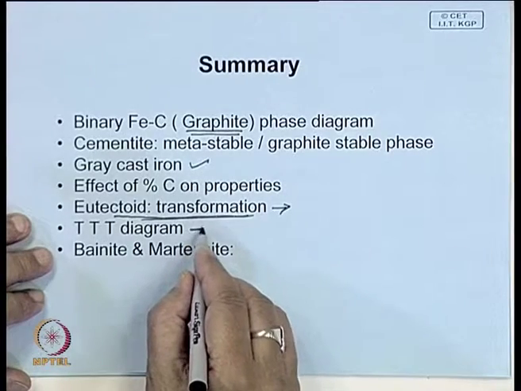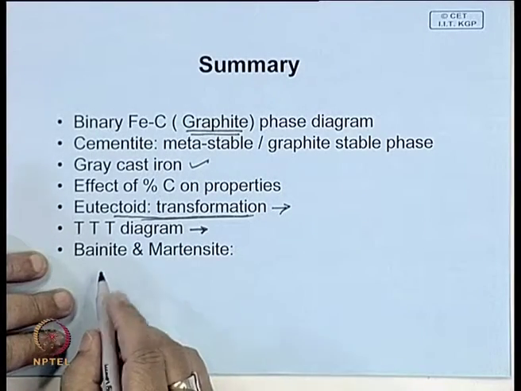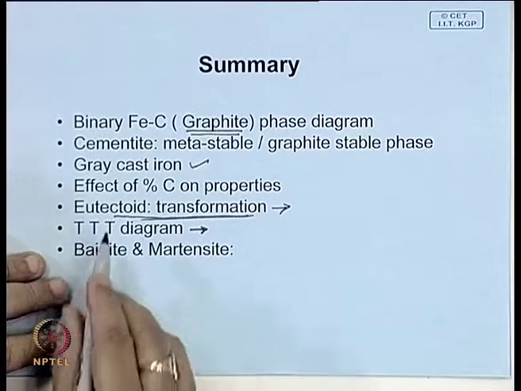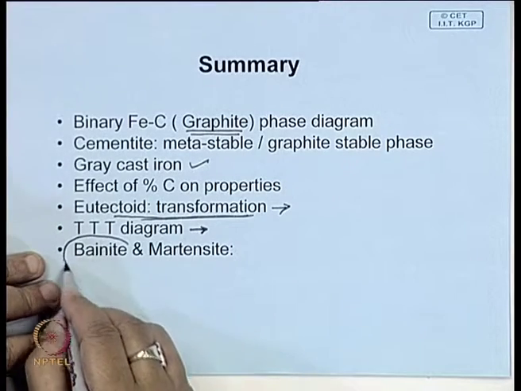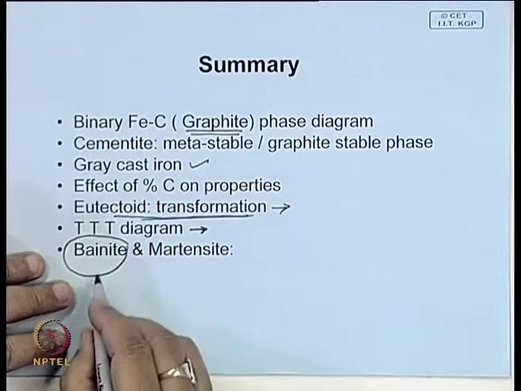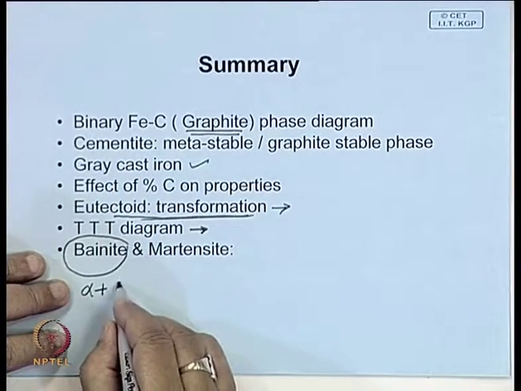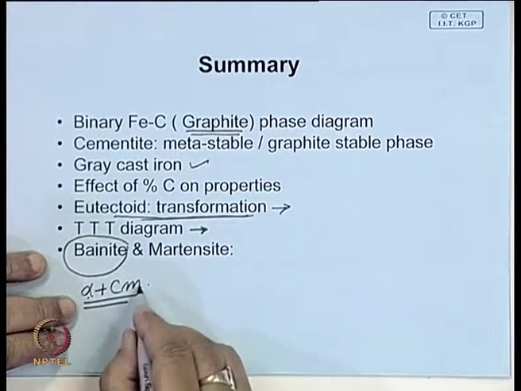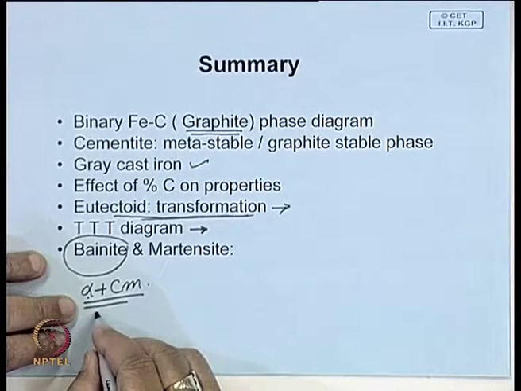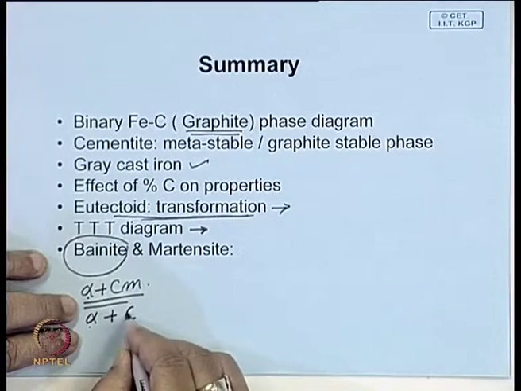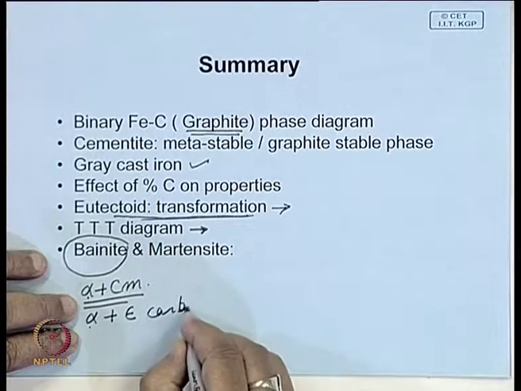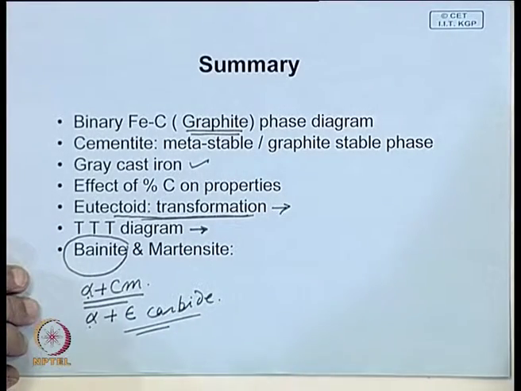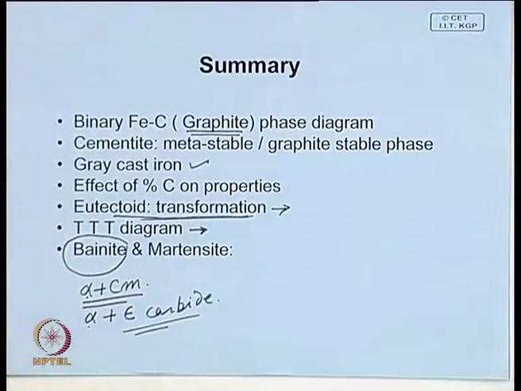We talked about the time temperature transformation diagram, and we also learnt about two different types of microstructure that you can get depending on the transformation temperature. One is bainite, which is a little different from pearlite, but it is also a mixture of ferrite and a carbide called cementite, or it is ferrite plus epsilon carbide, and later on we will get an opportunity to talk about it in detail when we take up heat treatment subsequently at a later date.